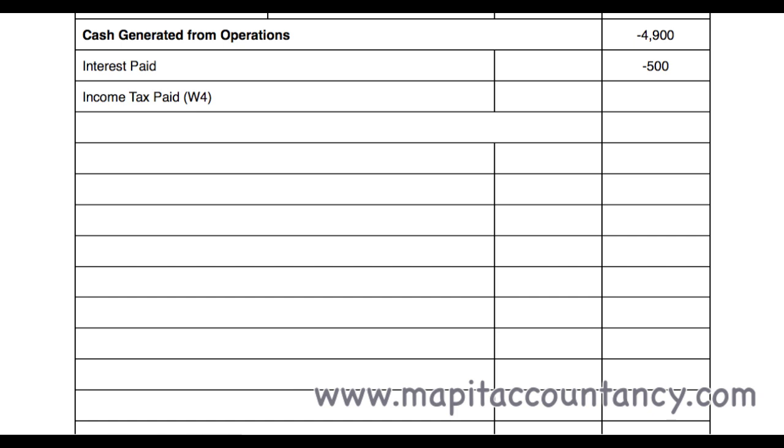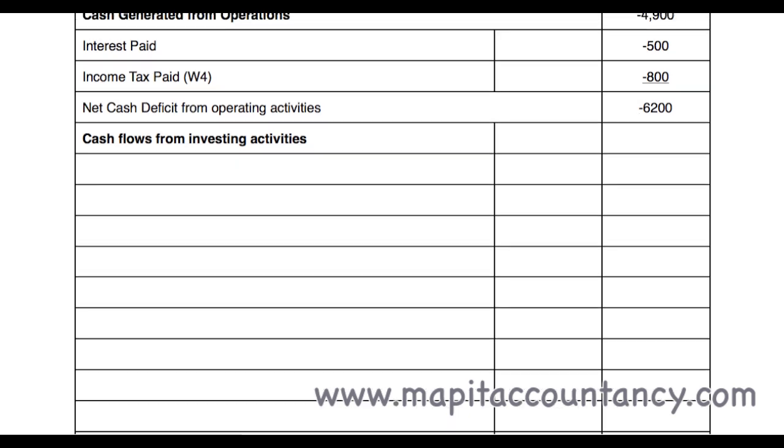We then deal with our income tax. We did that in working 4. The income tax paid in our working 4 was 800. That gives us our net cash deficit from operating activities of 6,200. Now dealing with our other headings, our cash flows from investing activities first of all.